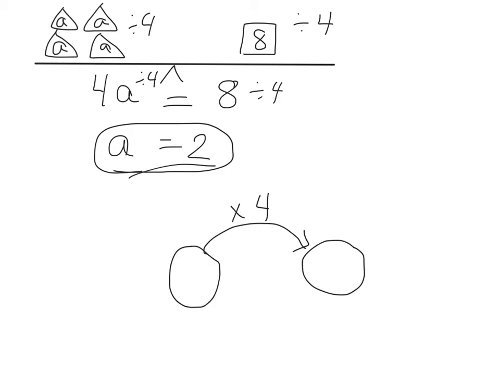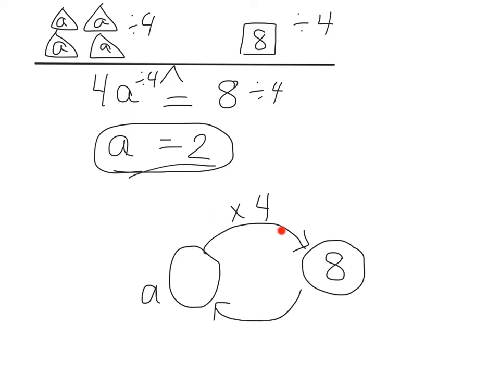Another way to think about this is if I started with A here in my circle, and then I had 4 A's, so I take it times 4, that had a balance or equal weight of 8. So 8 would go in here. To find out how much each one is worth, I could undo it going this way.